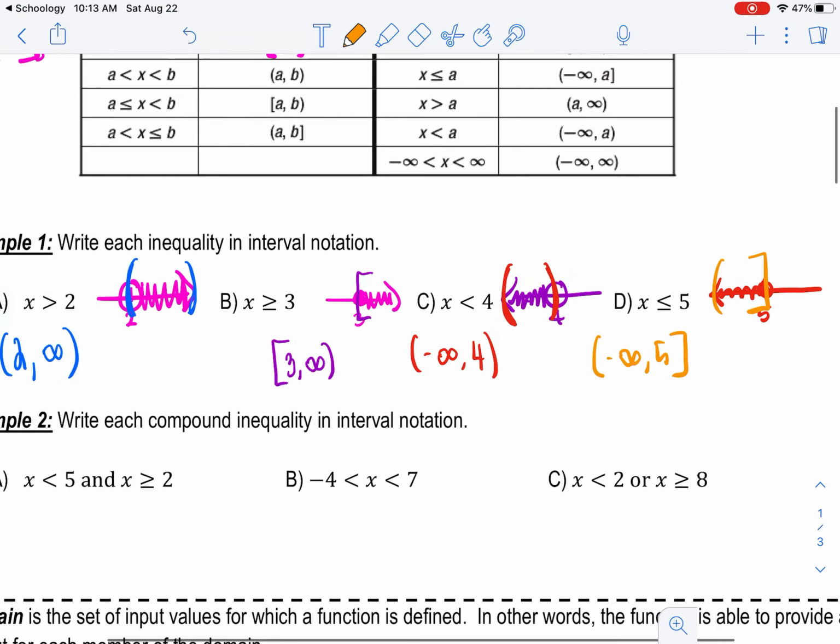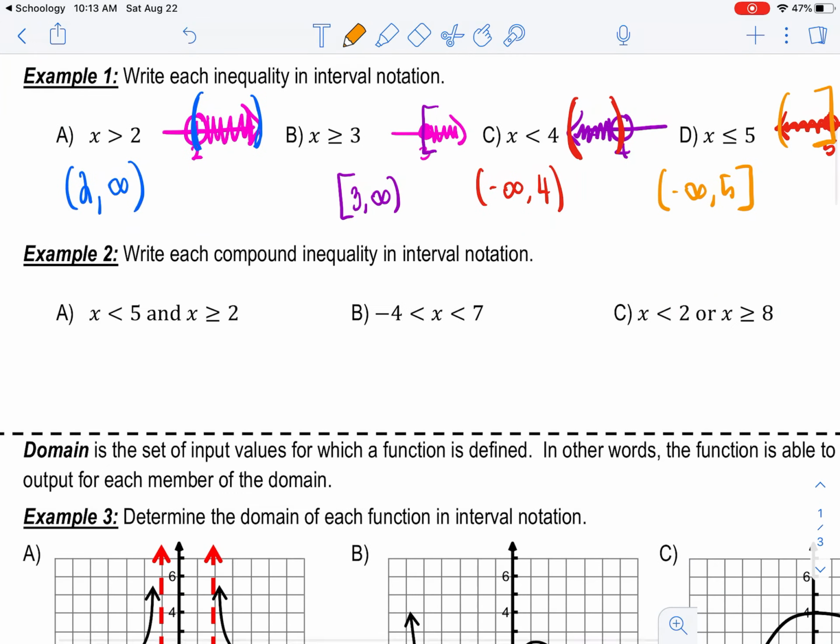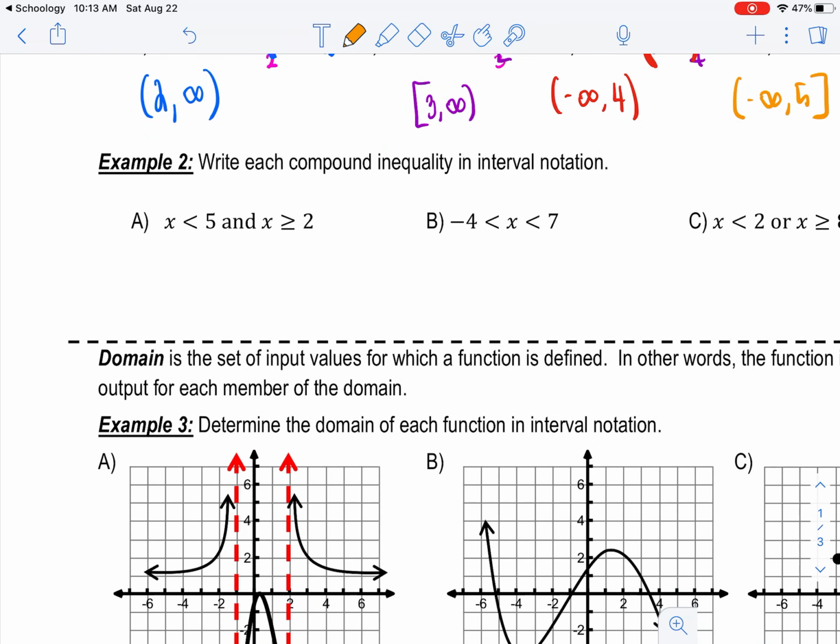Okay? If you look at it and you're like, oh, values less than or equal to 5. That's negative infinity to 5. No picture is necessary. It's if you need to think through it first. Okay? All right, compound inequalities. So this one right here says x is less than 5 and x is greater than or equal to 2. So I'm going to once again do a sketch here so I can see what I'm working with.